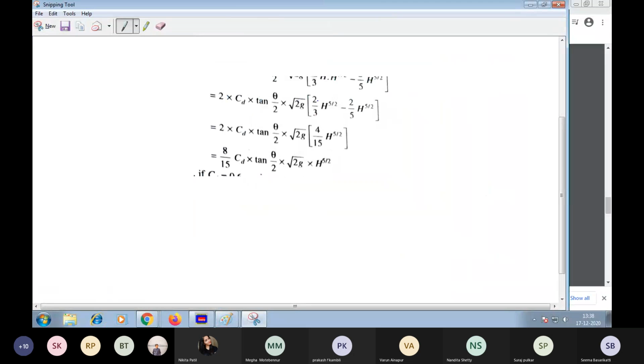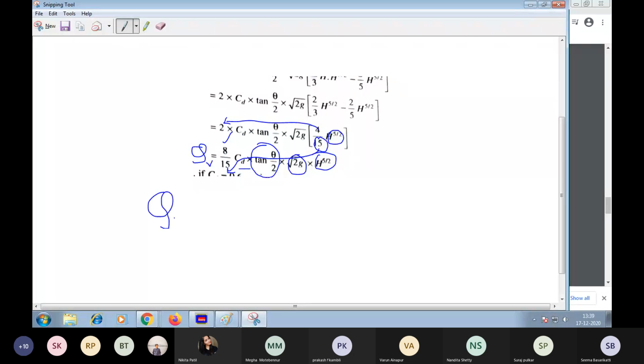So here you can see this 4 divided by 15. So 4 multiplied by 2 is 8, and this 15 is taken to the denominator. CD into tan theta divided by 2 into square root of 2g, and this h raised to 5 divided by 2 will become h raised to 5 divided by 2. So this is the discharge equation for which kind of a notch? It is a triangular notch.